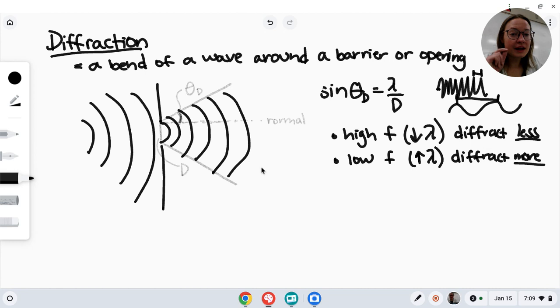So if you sent a high frequency sound and a low frequency sound through the same opening, the low frequency sound would naturally spread out more and would go all over the room. But the high frequency sound would not diffract that much naturally, and so it would mostly stay in kind of one line through the center of the room.